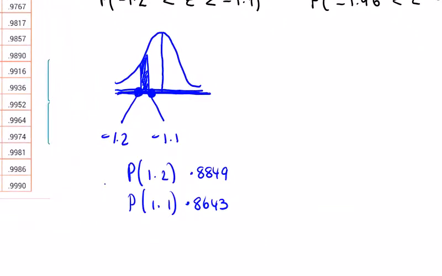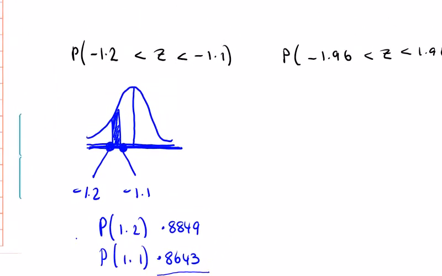So what's the difference between these? It looks to be about 206, isn't it? Yeah, 43 and 49, 600 and 800. It's 206. Don't forget the first 0. So the answer to this one is 0.0206.